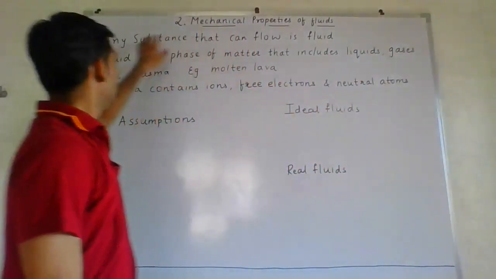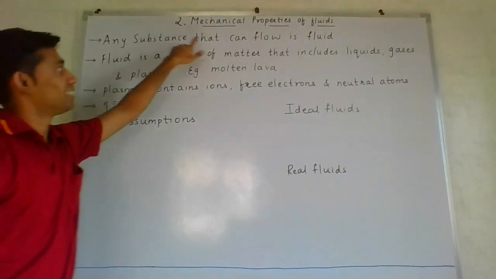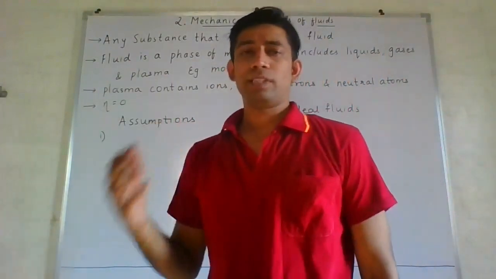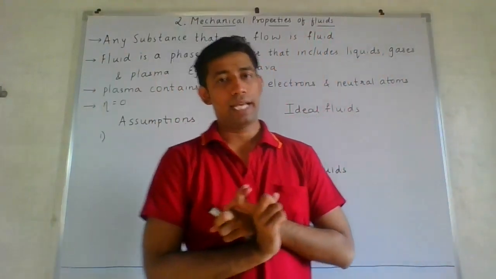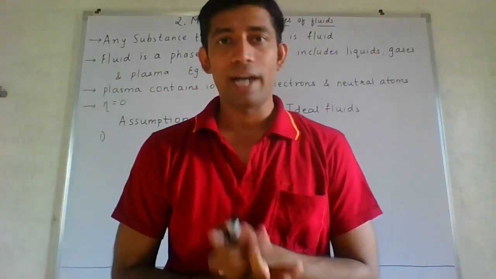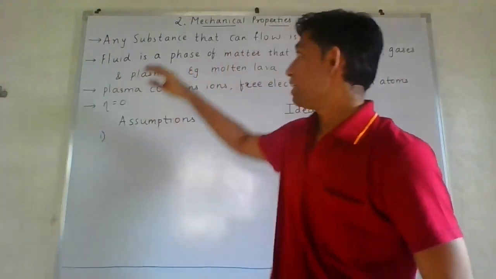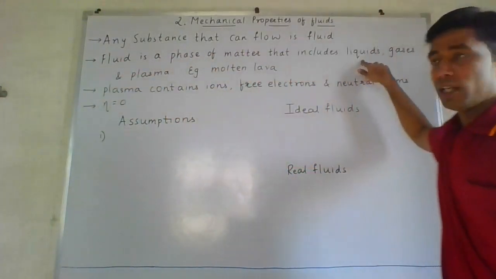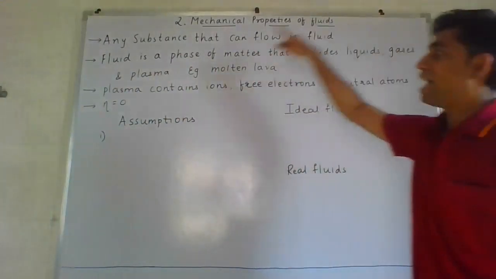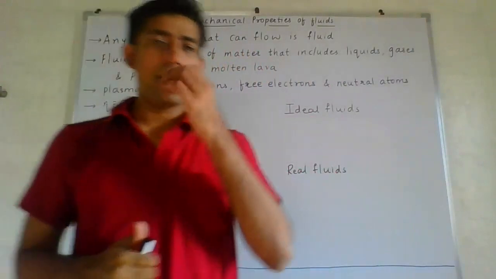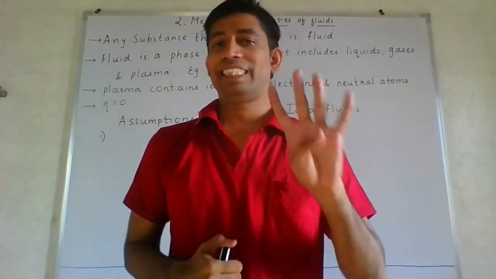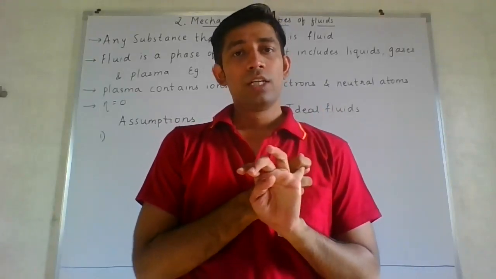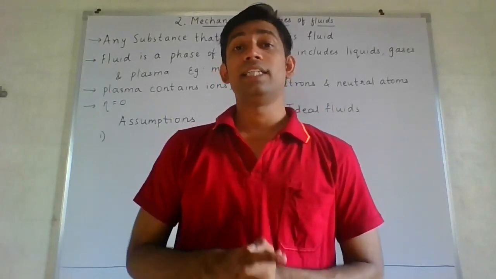I've already written, any substance that can flow is a fluid. Now, substance that can flow, liquid, agreed, gases will also come under fluids. I've written the next line. Fluid is a phase of matter which will include liquids, gases, as well as plasma. Now, what is plasma? Plasma is the fourth state of matter: solid, liquid, gas, plasma. So plasma is also included under fluid.